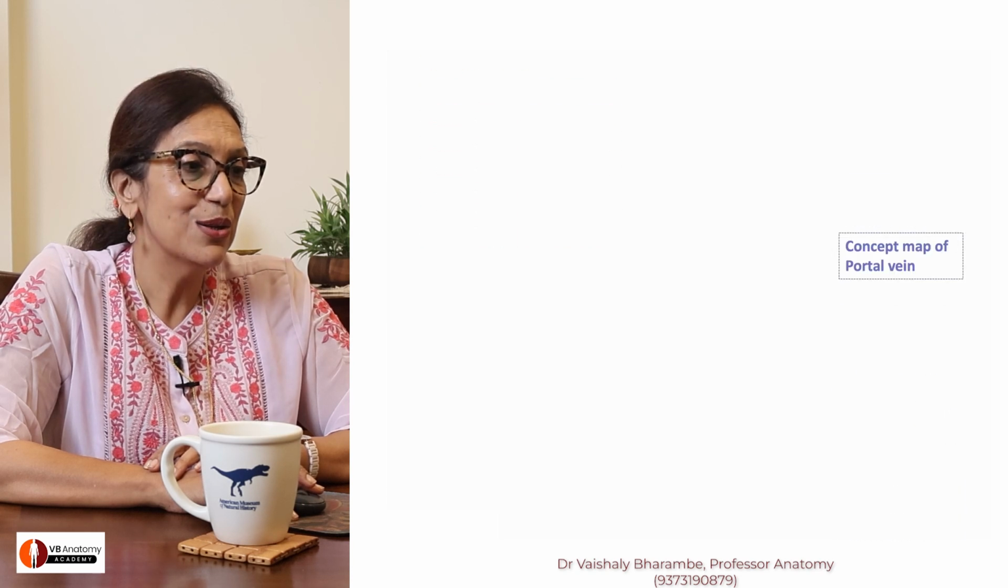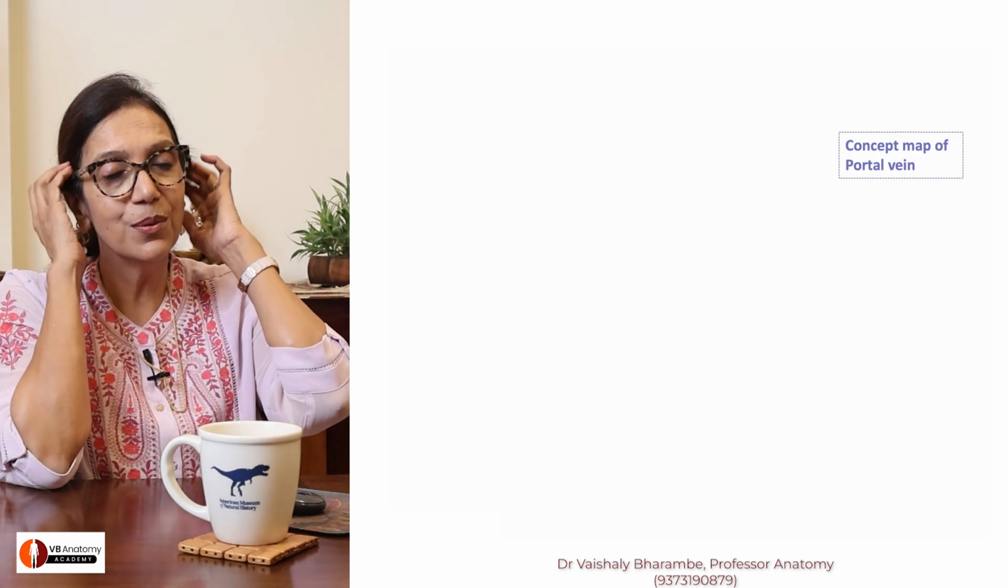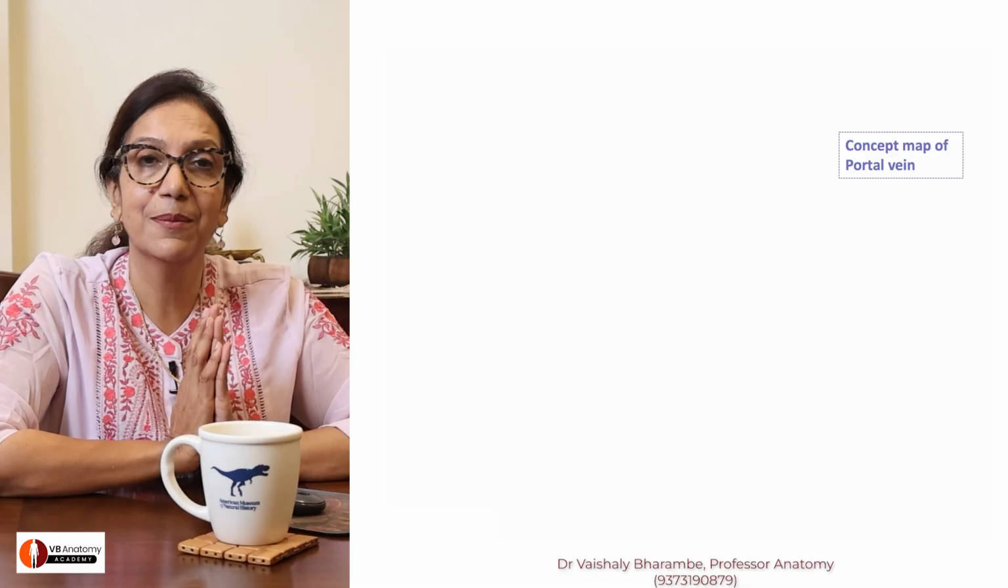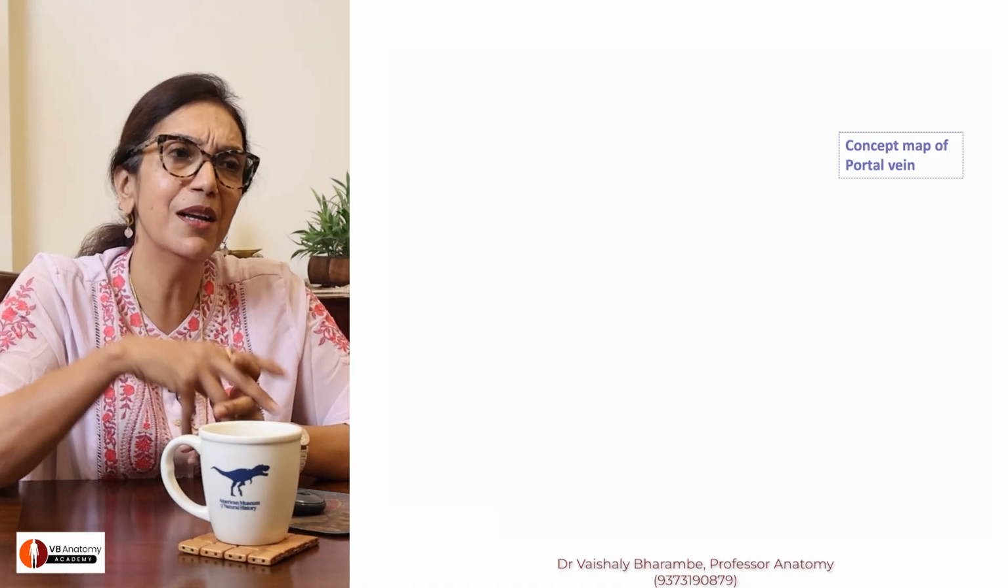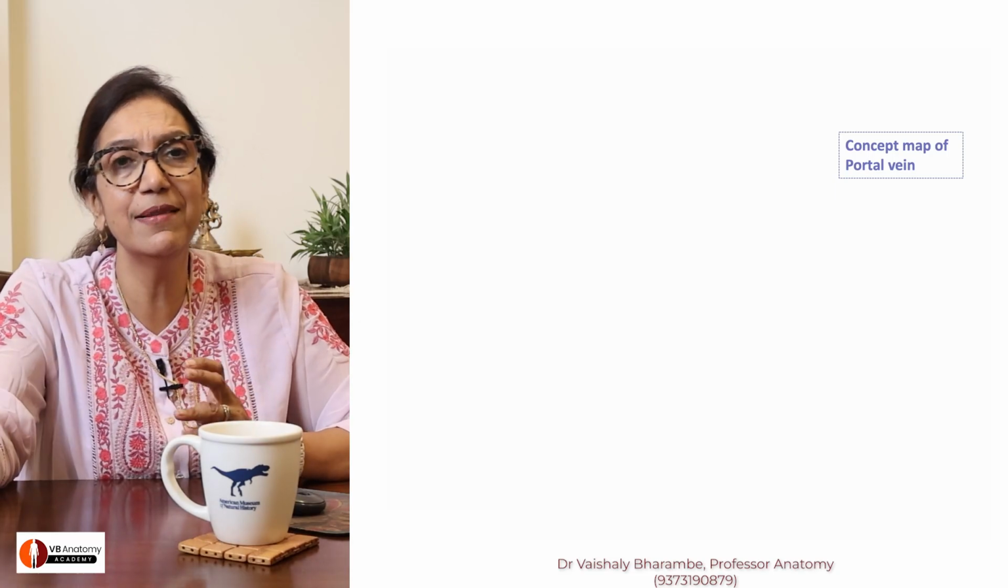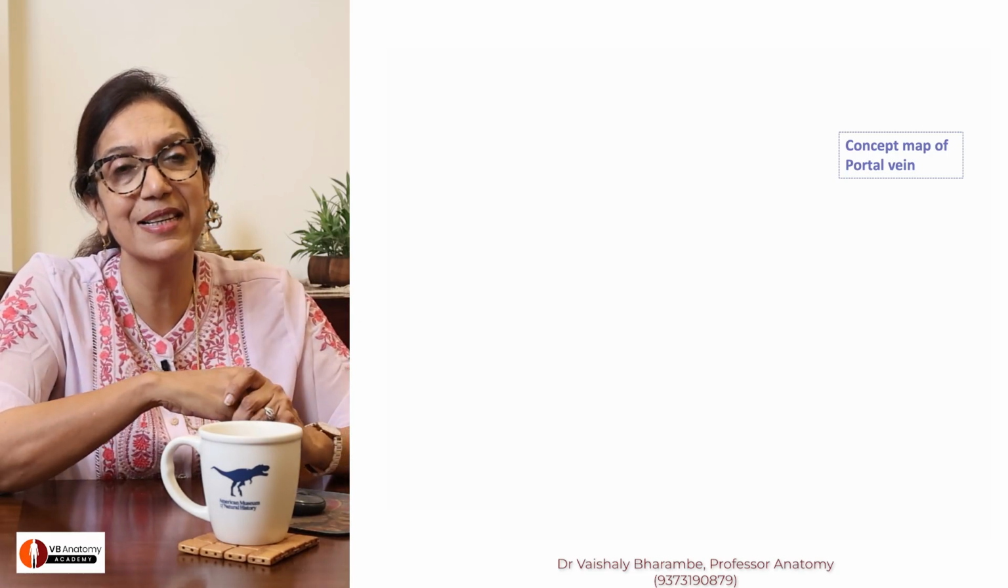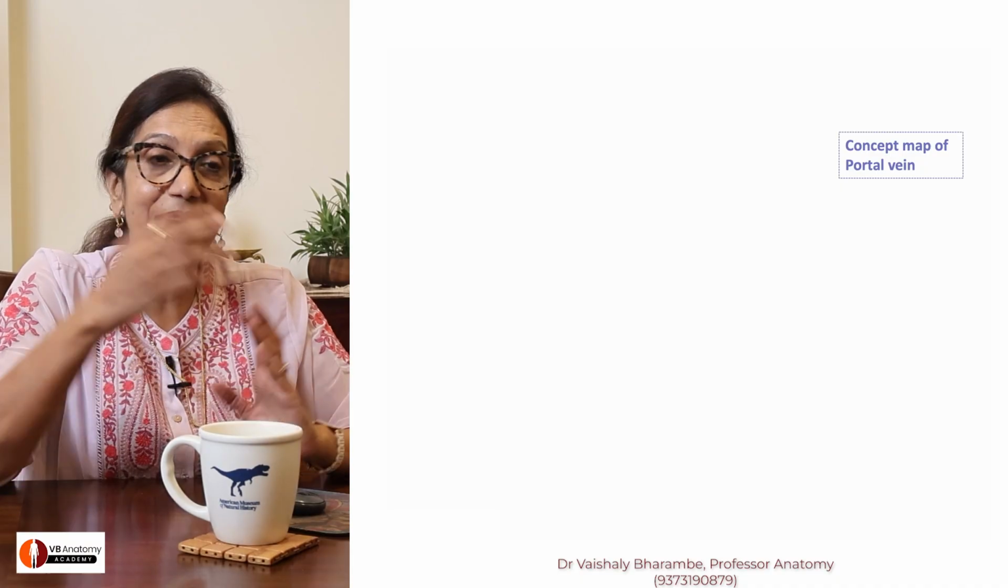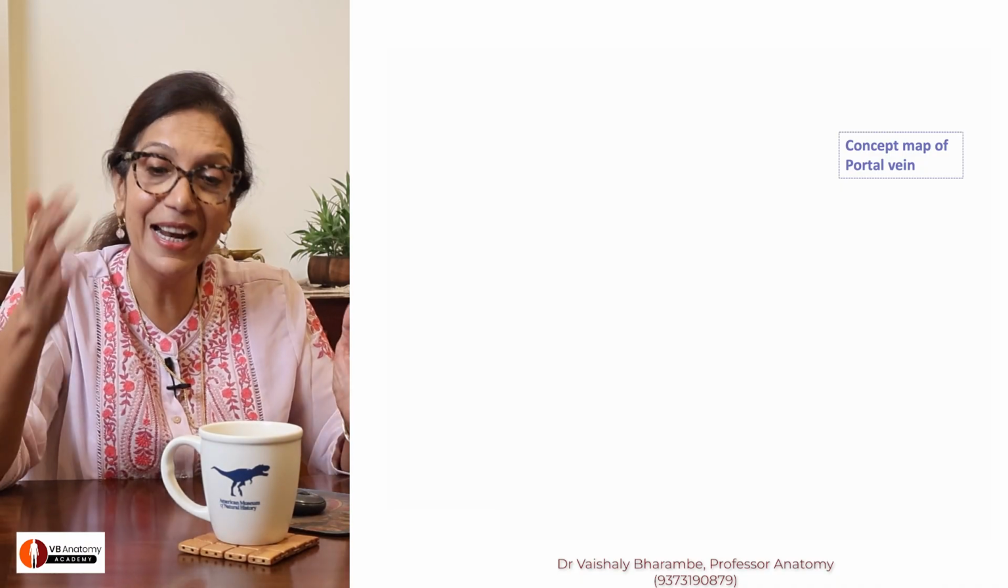Okay. So, for that, I want you to just think for a minute. How is your portal vein formed? You must be thinking, why are we talking about portal vein? That is abdomen. We are discussing thorax. It's amazing that they're all interrelated. And that is the fun and the beauty of it.